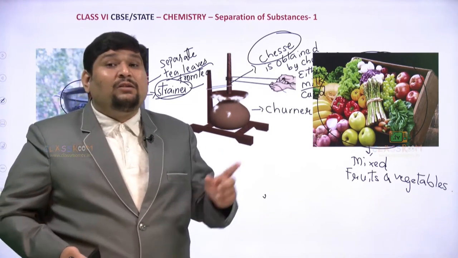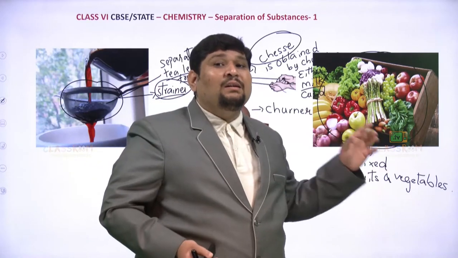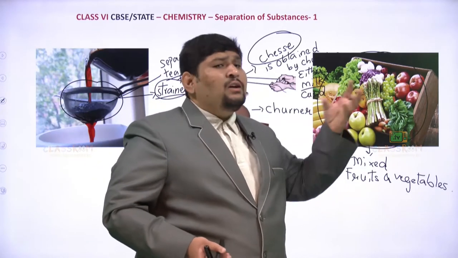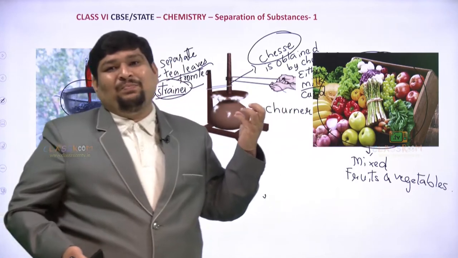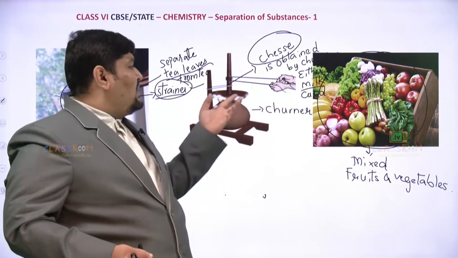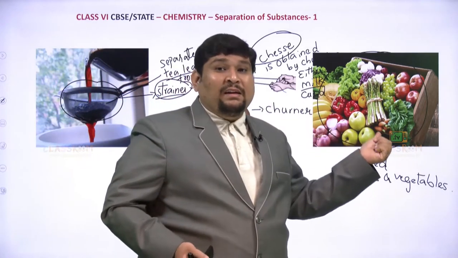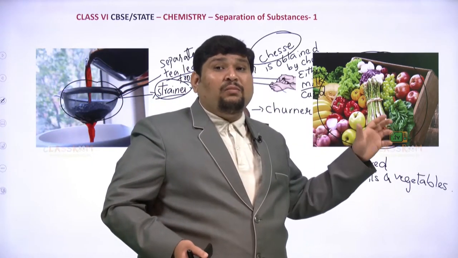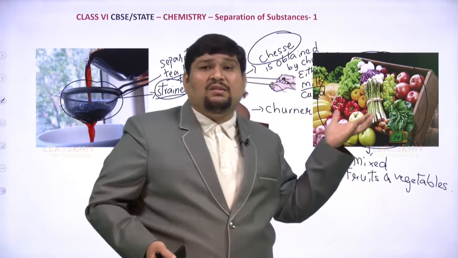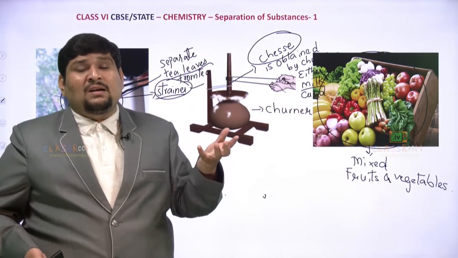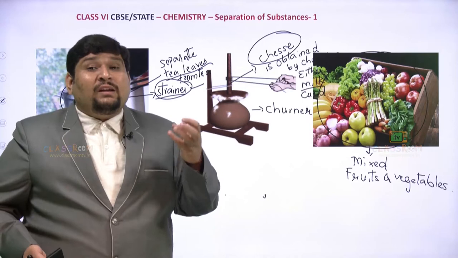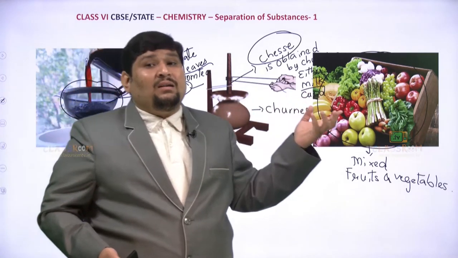So, in order to separate it, what technique are you going to use here? Yes, generally you are just going to use your hand to pick the things, isn't it? Here you are not going to use any churner or any strainer. Do we require any strainer here? No, we don't require any kind of strainer, because here we don't have any such substances or particles which are so minute or very small that they cannot be separated by hand.